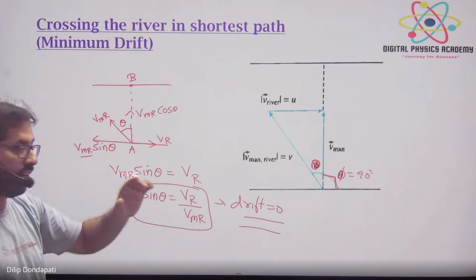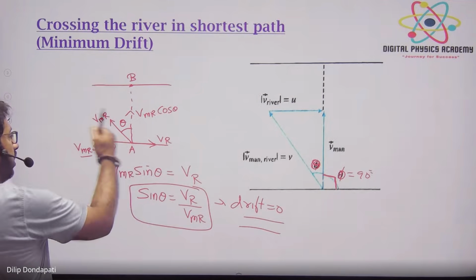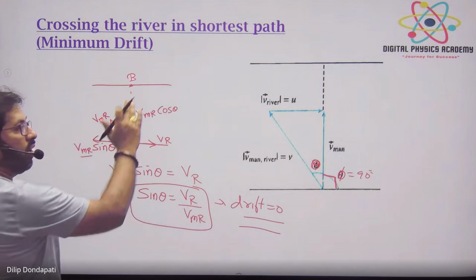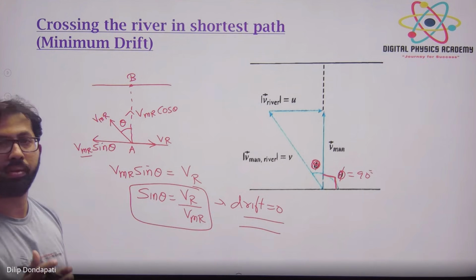So what is the condition? This should be satisfied: this one is equal to this one. If this is slightly more, then there is a chance of minimum drift. That is called minimum drift. Okay.